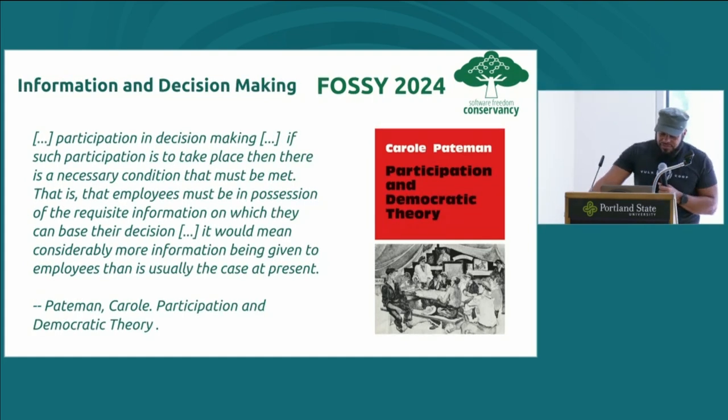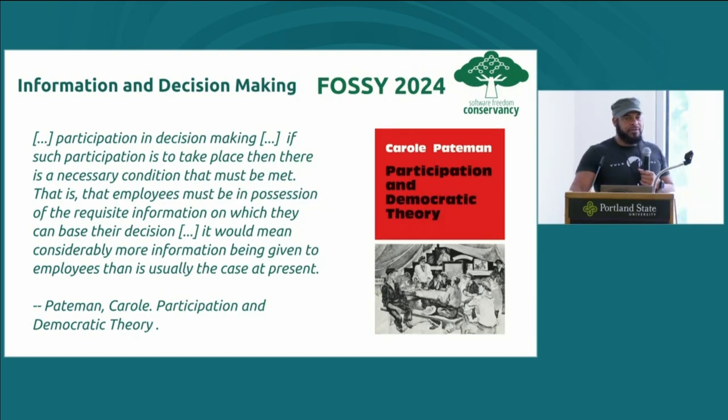So information and decision making. Again, we talked about information before, but information asymmetries, we have a bunch of slides on this. That is where a lot of exploitation happens. You can have the power, full participation capability, but if you don't have the information, you can't make an informed decision. So you still can be exploited. So it's also part of it.